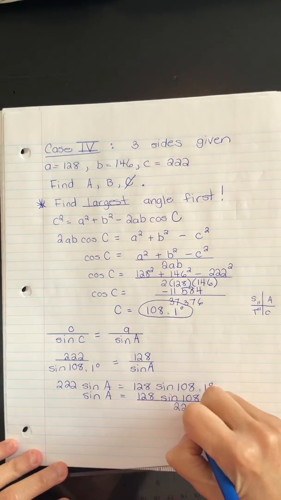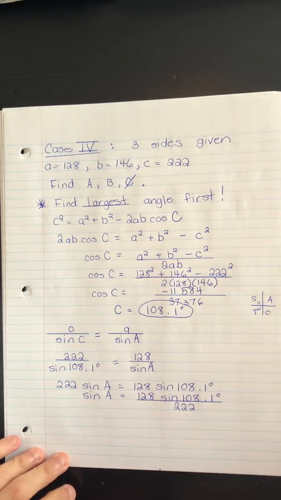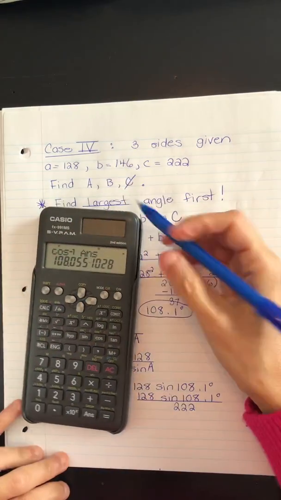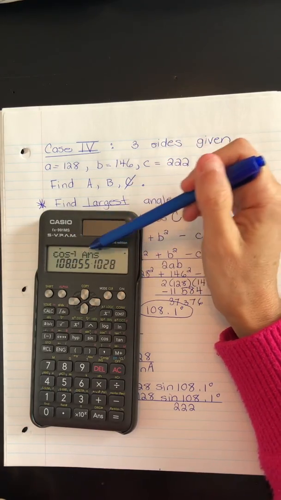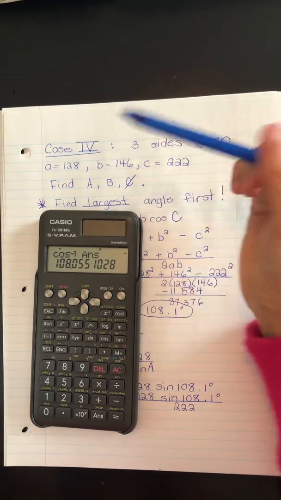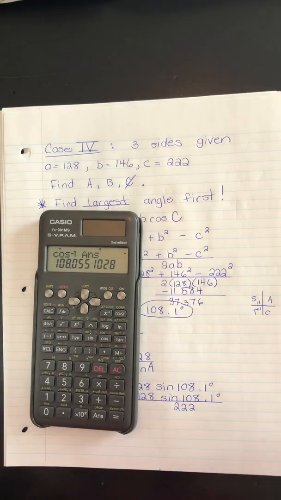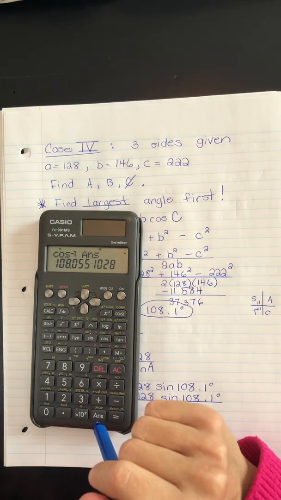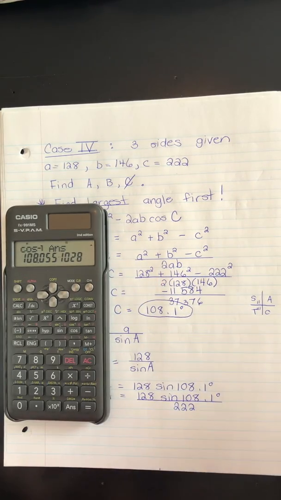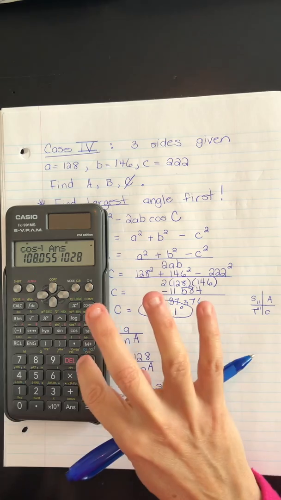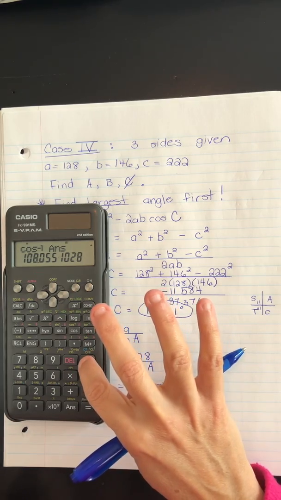Okay, and it's time to do this calculation. Now again, I have this angle already in the calculator stored as my last answer. So if I want, I can use the answer button in this next calculation. So I'll show you how, okay? You don't strictly have to, but it helps to make sure the rounding is perfect.